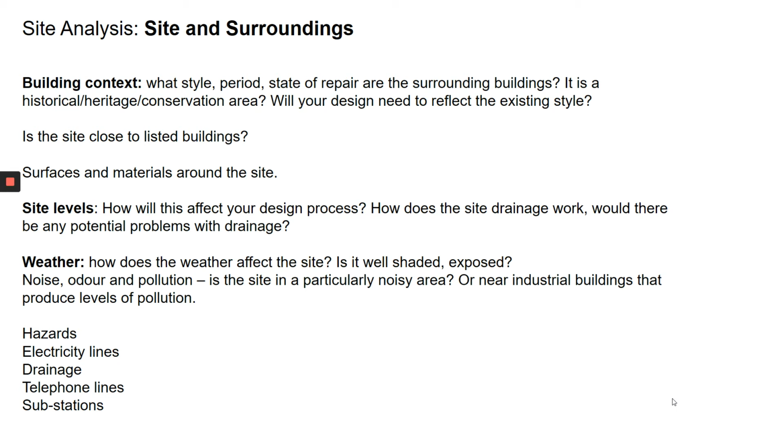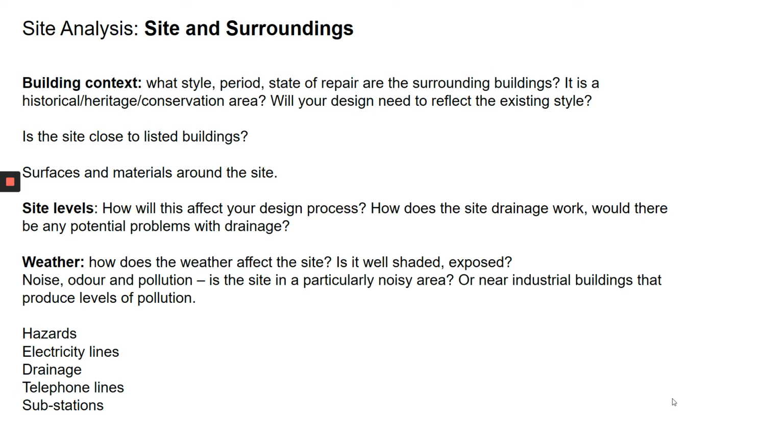Are there any existing buildings surrounding the area? Is the site in a conservation area? Is the site in a historical area? Are there any listed buildings in the area? These are things that you can research on the internet and find out about.